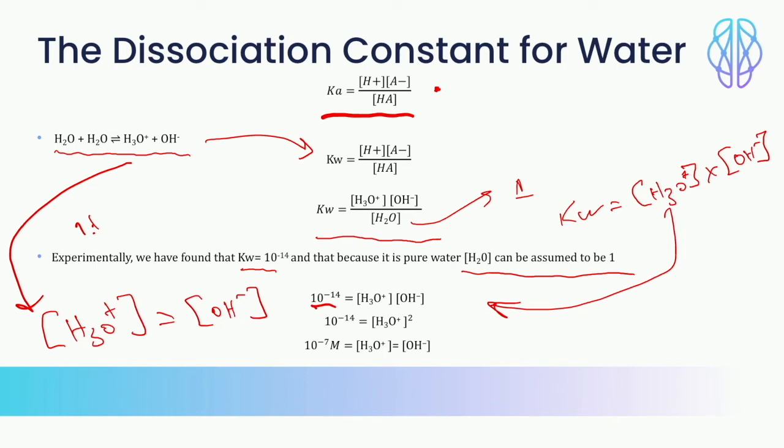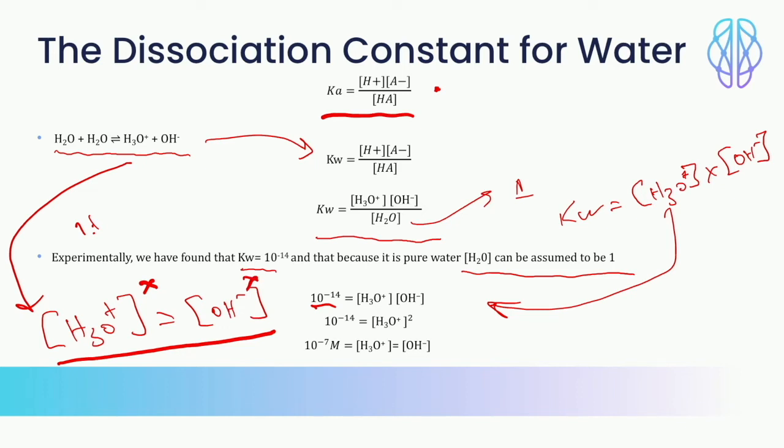Therefore, if these two things are alike, the concentration of H3O squared equals 10 to the power of minus 14. If you put that in your calculator, you'll find that the concentration of H3O equals 10 to the power of minus 7. From this, if this is equal to 10 to the power of minus 7, this is also equal to 10 to the power of minus 7.